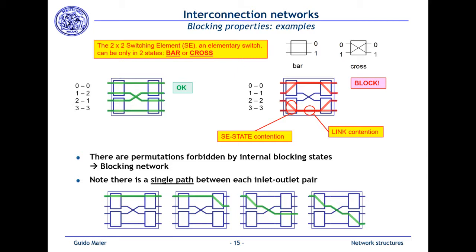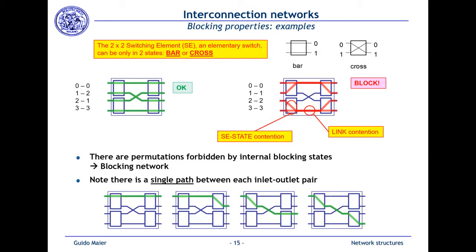Why is this network strictly non-blocking? We will prove it formally in the next lessons with the Clos theorem. I couldn't understand why this is strictly non-blocking. Strictly non-blocking, yes. So there is no forbidden permutation because it's non-blocking.